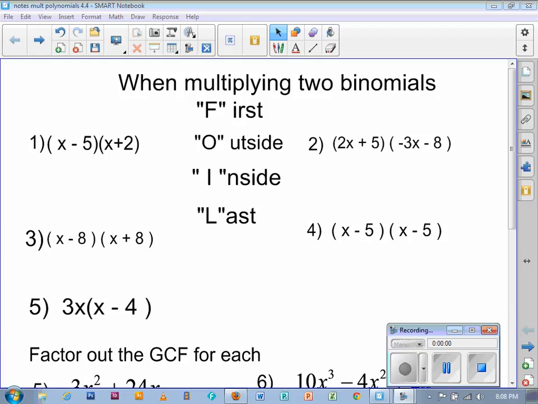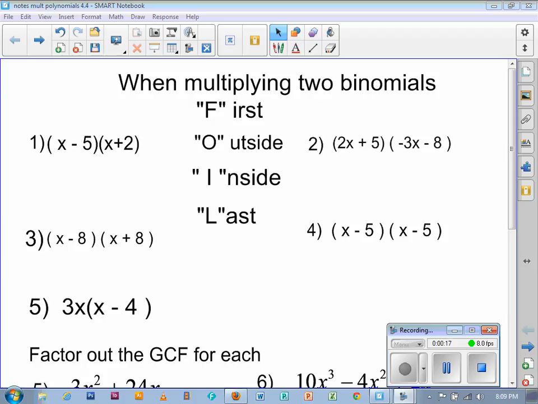Mr. TG. This is lesson 4.4 in Algebra 2A. This particular lesson involves factoring polynomials. And for you to better understand how to factor polynomials, you must know how to be able to multiply them. So I thought we would review this with you.